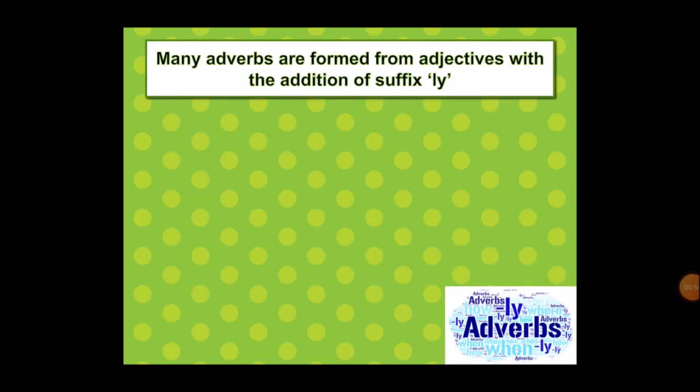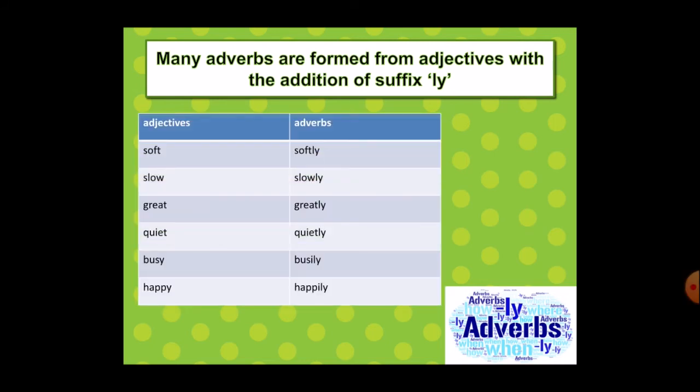Many adverbs are formed from adjectives with the addition of the suffix ly. Here are the examples. Adjectives which can change into adverbs by adding ly: soft, softly, slow, slowly, great, greatly, quiet, quietly, busy, busily, happy, happily. But don't confuse adverbs with adjectives which end in ly, such as friendly, kingly, manly, etc.